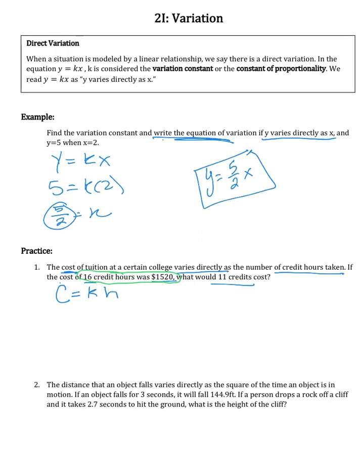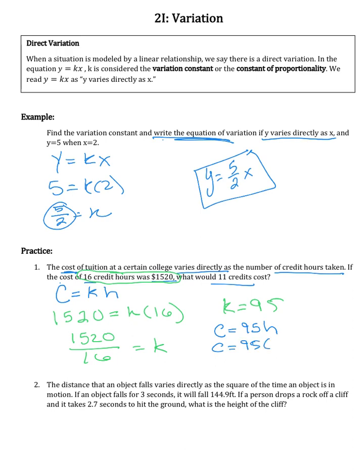So if we plug that in, I've got 1,520 equals k times 16. Again, solving for k, I'm going to do 1,520 over 16 equals k. Now we can simplify this, giving me k equals 95. Okay, so now I plug this in. So my new equation is c equals 95h. Plugging in the 11 credits for h, I have c equals 95 times 11, giving me c equals a cost of 1,045.